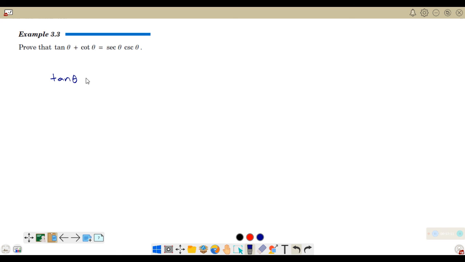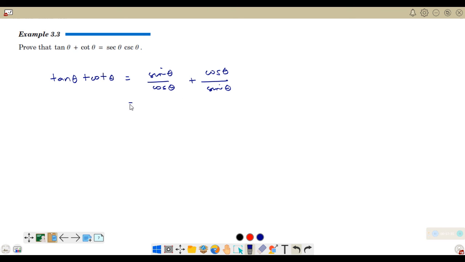So we have here tangent theta plus cotangent theta. So, saan equal ang tangent theta? We know that this is equal to sine theta over cosine theta. And what about cotangent theta? We know that it is equal to the reciprocal of the tangent theta, which is cosine theta over sine theta.